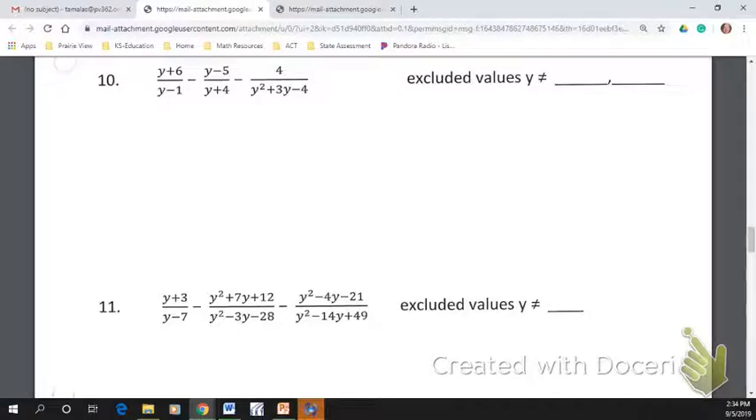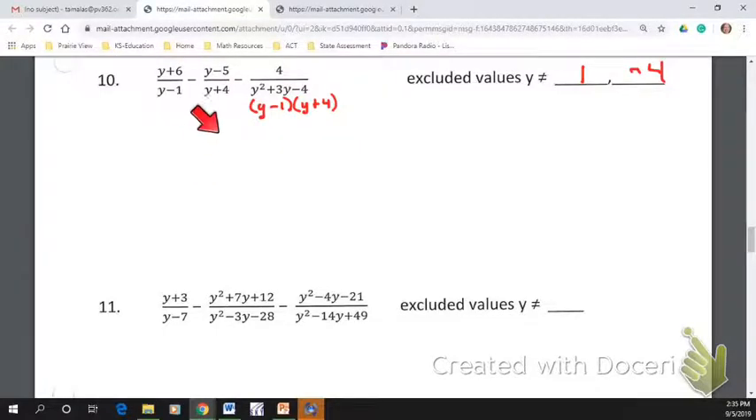So on number 10, we're going to need a common denominator. Before I ever start this problem, I would probably factor this in hopes that it factors down to these two. Oh, yeah, it does. So this is really the same as y minus 1 times y plus 4. That makes my excluded values easy: they will be 1 and negative 4. So what's my common denominator?